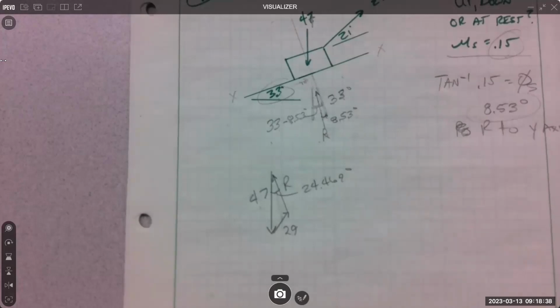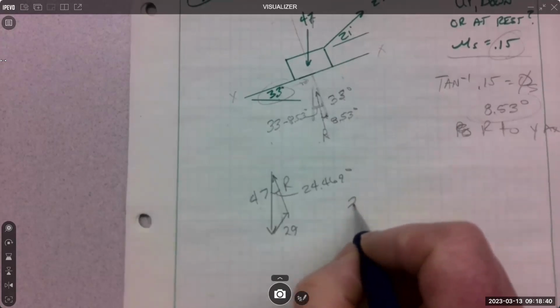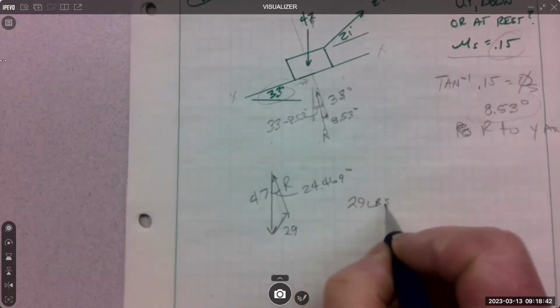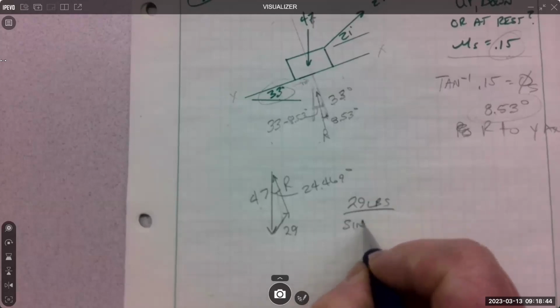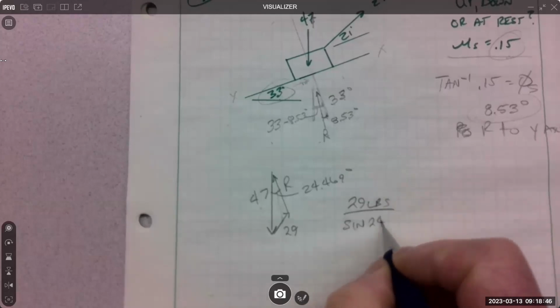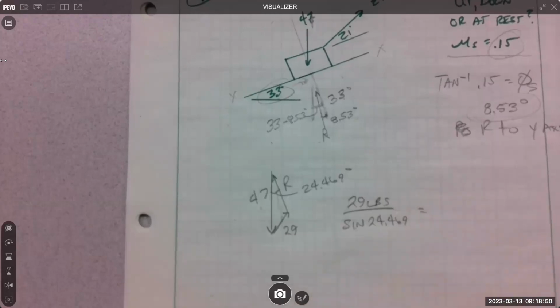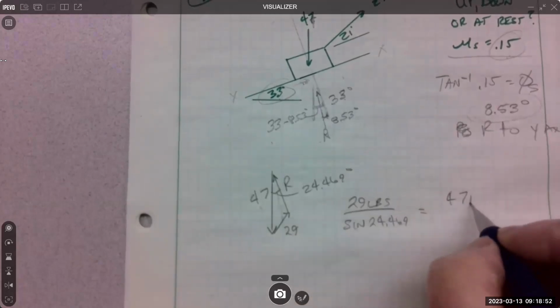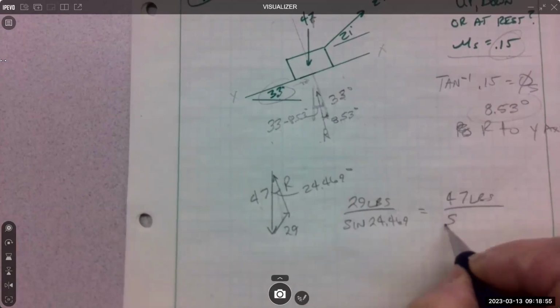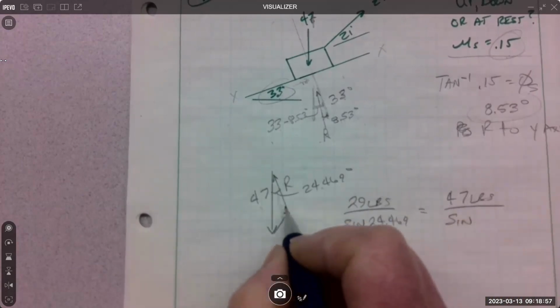Remember the sine law? 29 pounds over the sine of 24.469. And then I'd use the 47 pounds over the sine of, and I could get this angle.